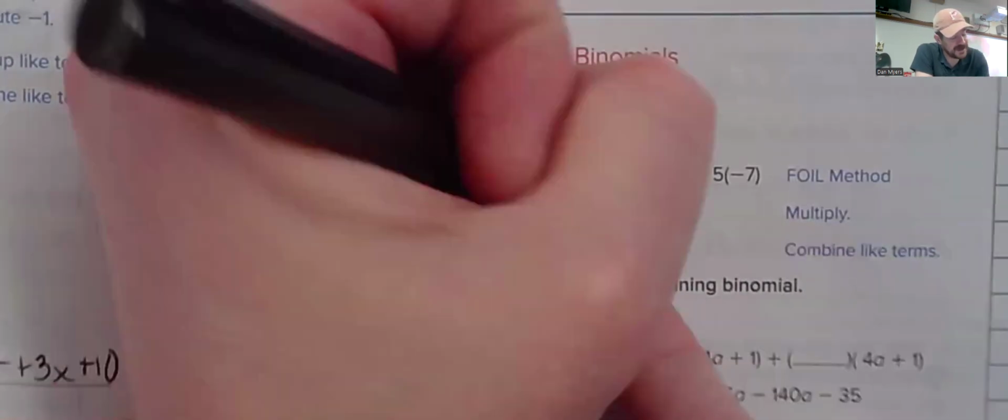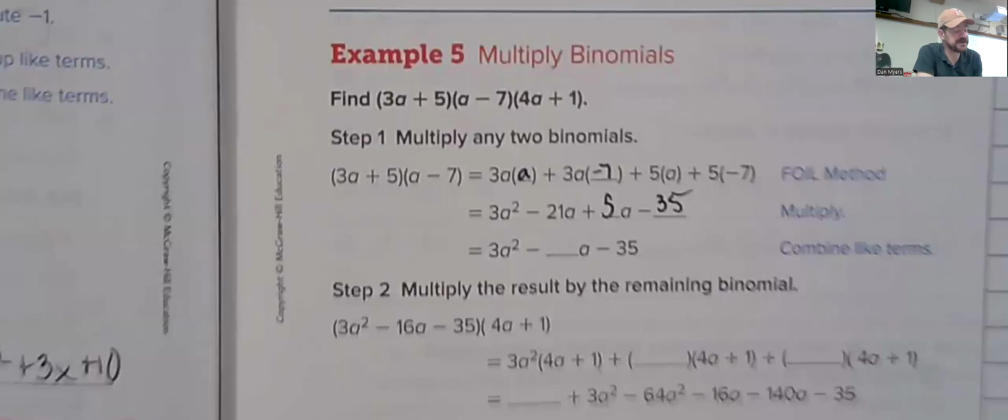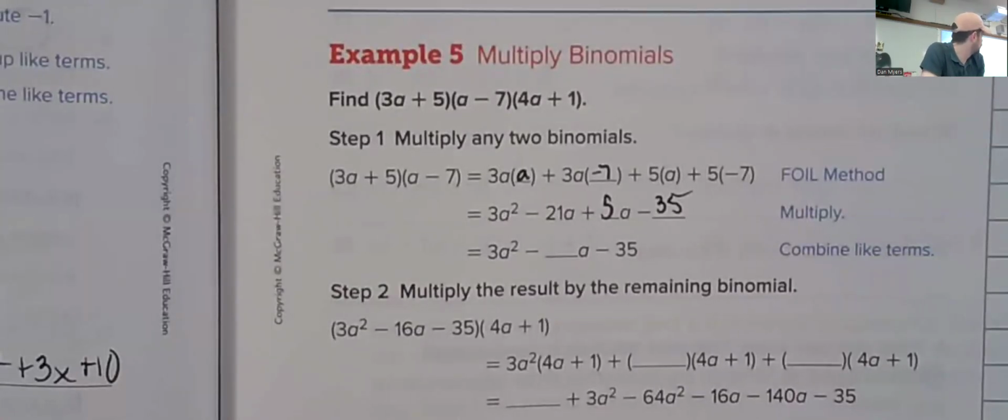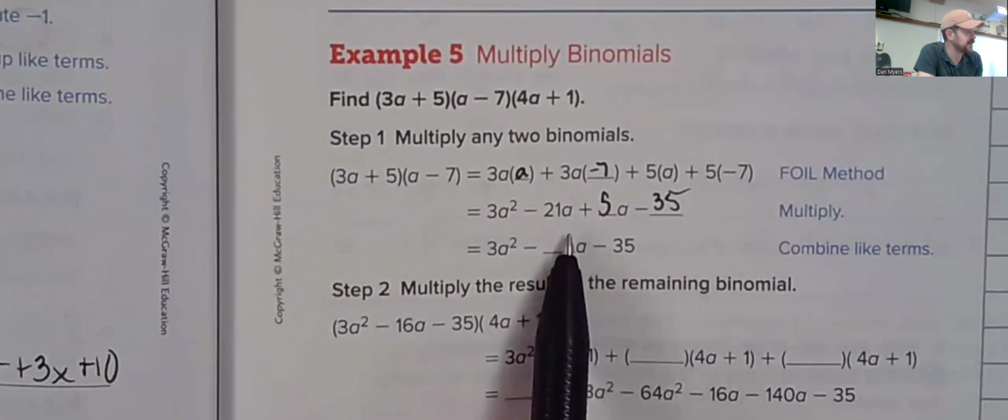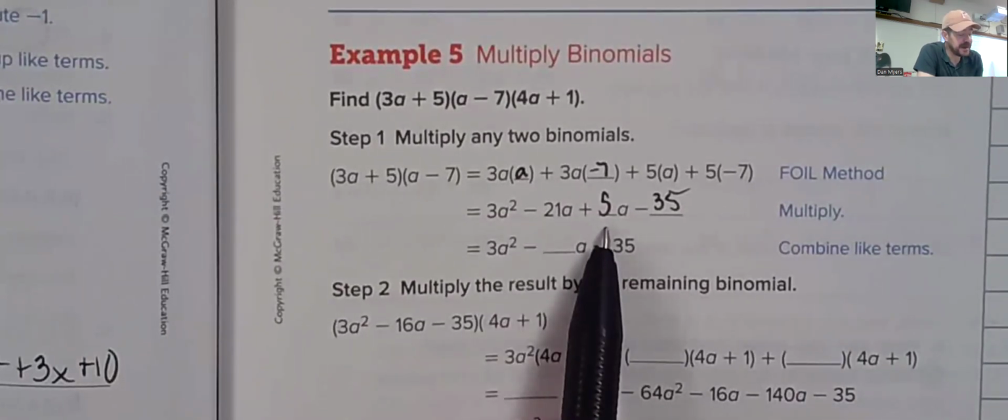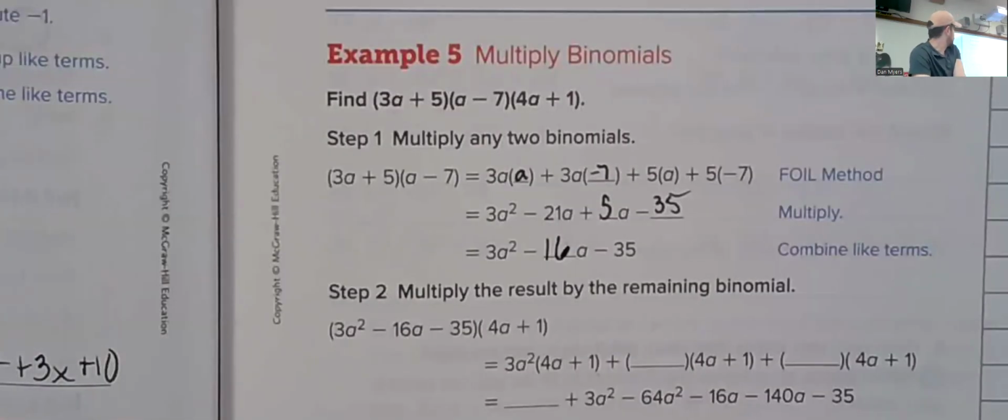Inner, 5 times a is 5a. And then last, 5 times -7 is -35, so minus 35. And the 2 terms in the middle, most of the time, not always, but most of the time, are going to be like terms, and you can just put them together. -21 plus 5 would be -16. So you end up with 3a squared minus 16a minus 35 when you multiply those 2 binomials together at the beginning of the problem.